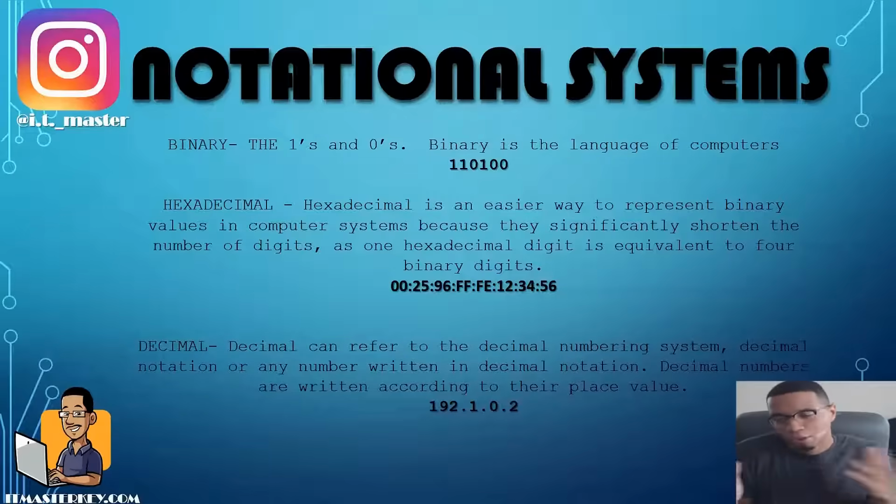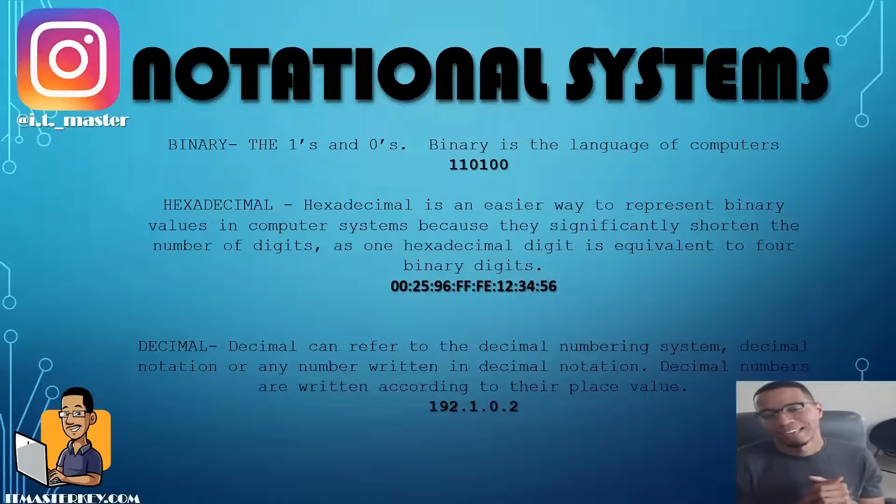What's binary? If you want to look cool to somebody, tell someone, hey, did you know that computers... I don't know if they'll think you're cool. Anyway, binary is the system that devices and PCs use to talk to each other. Ones and zeros. That is the language of computers.